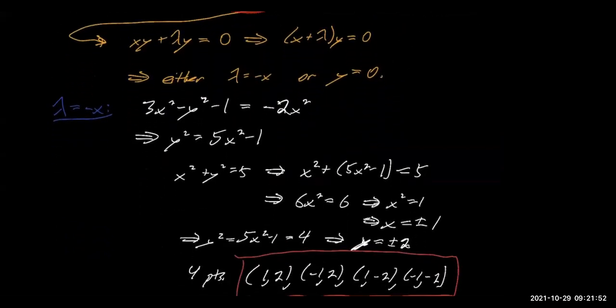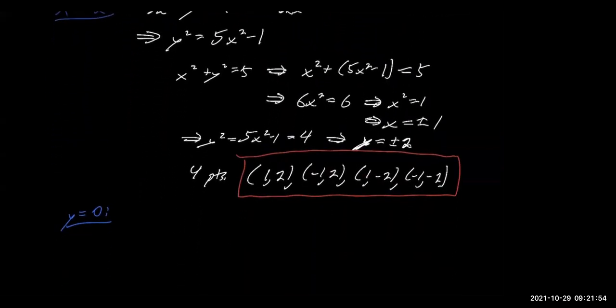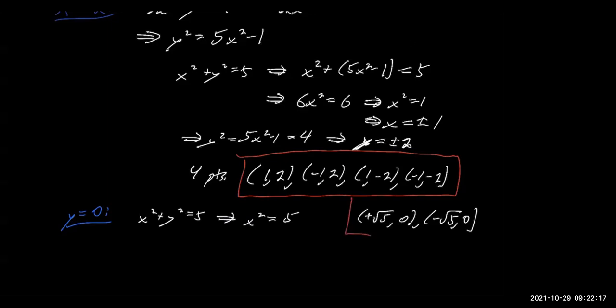So then that means if x squared plus y squared equals 5, then this would imply x squared equals 5. And so you get two more points, the positive square root of 5, comma 0, and the negative square root of 5, comma 0. Right, and we have all these 6 points to check.